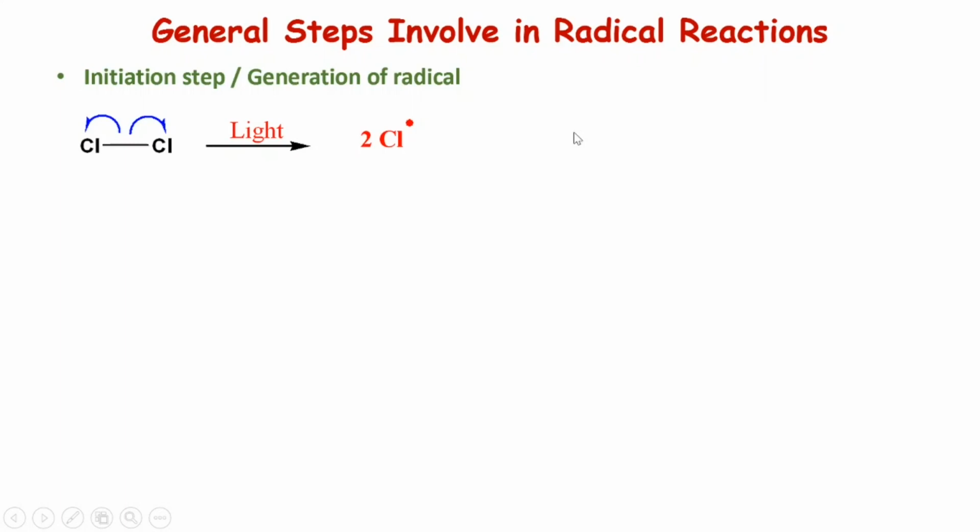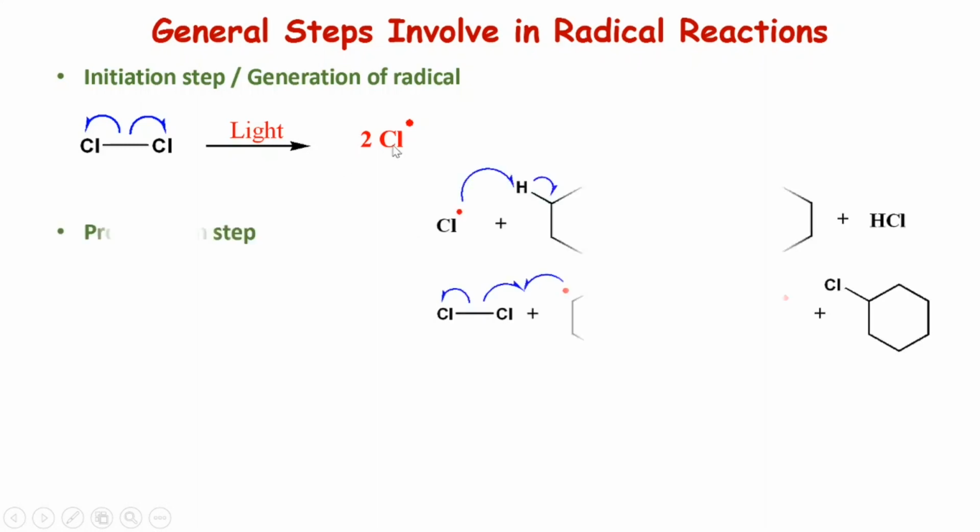Next, we will see the general steps involved in radical reaction. The first step is the initiation step, that is generation of radical. In the first step, the halide molecule in presence of light gets homolytically cleaved and formation of radical takes place. Here is generation of chlorine radical. This chlorine radical further reacts with another molecule and formation of a new radical takes place. This new radical further reacts with halide molecule and formation of product takes place, that is cyclohexyl chloride.